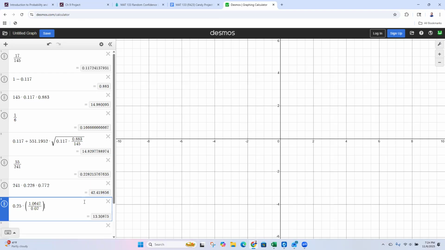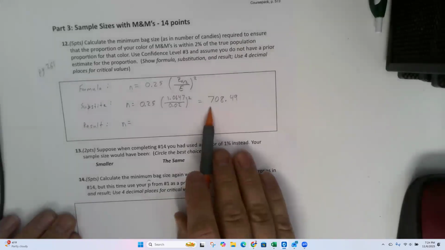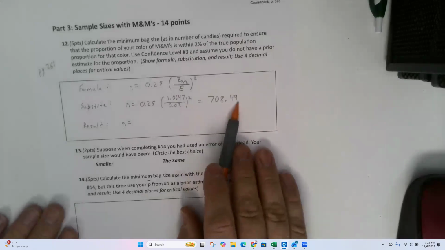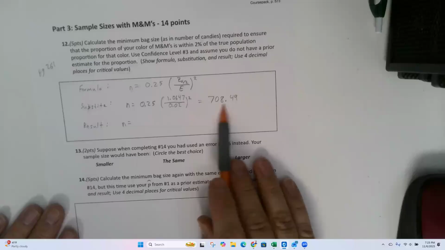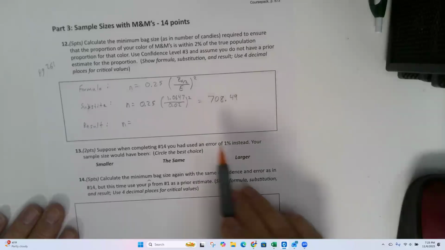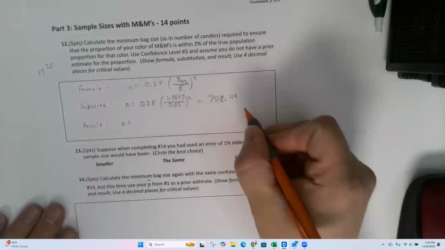Close my parenthesis. Hit the Shift 6 button to make it an exponent. I need 708.49. Okay. So I can't look at 708.49 M&Ms. 0.49, I guess you could cut an M&M in half, but it doesn't make any sense. When you're doing a sample size, it always needs to be a whole number. But we're not going to round this like normal. We are going to always round up.